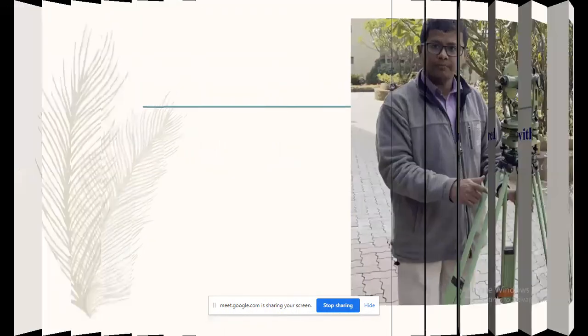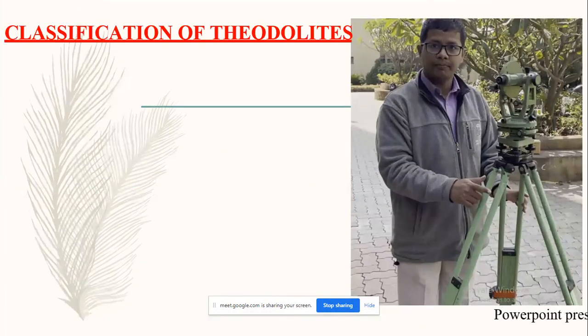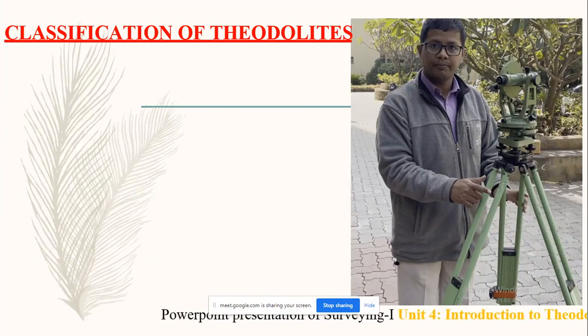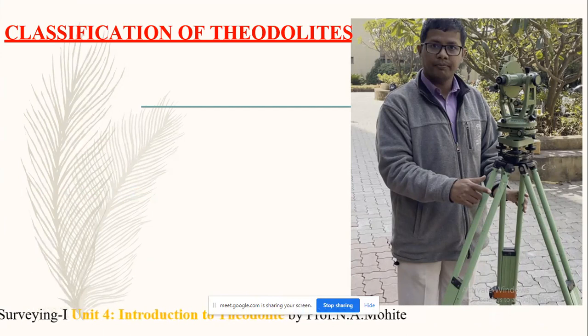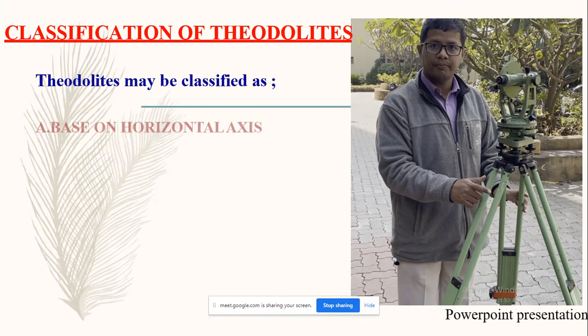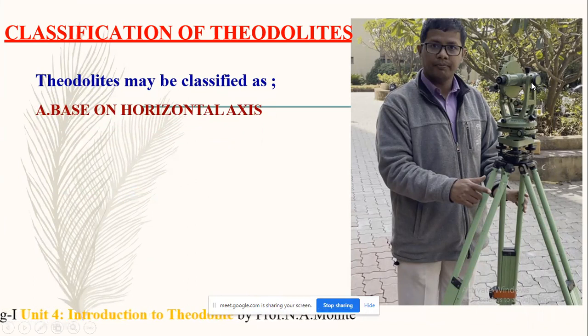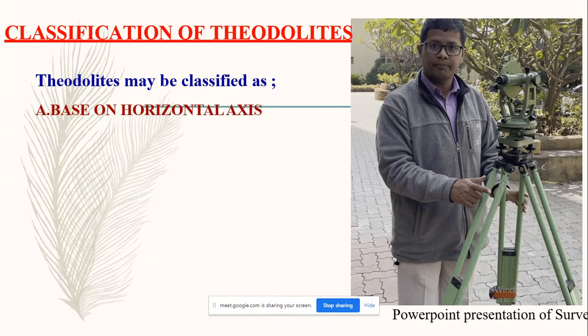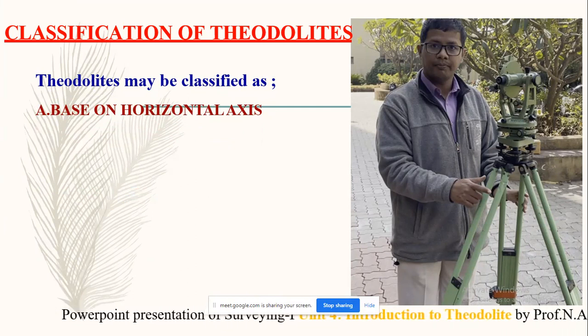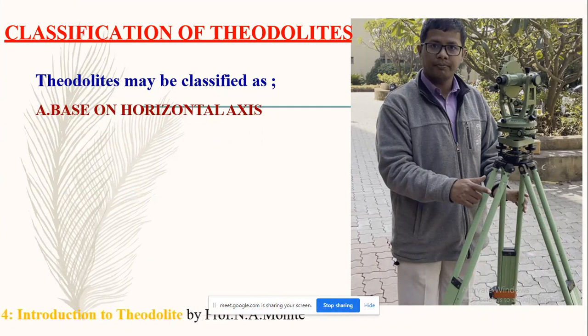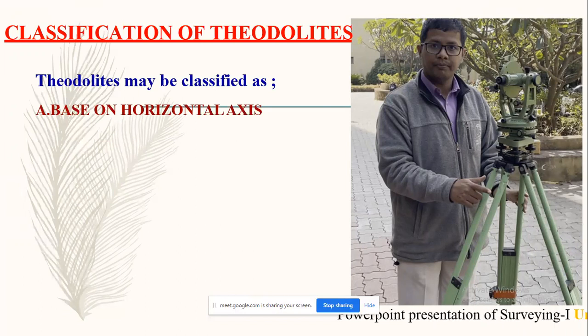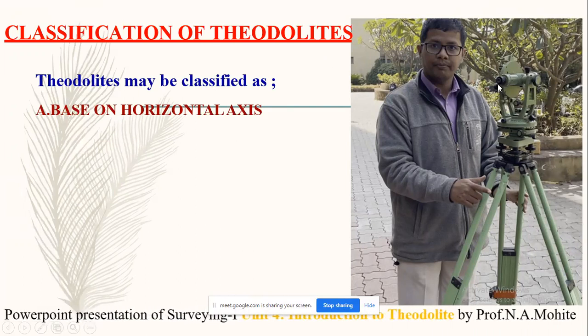Okay, so how is the classification of the theodolite done? That is the question. Basically there are two types of theodolites. They are classified based on the horizontal axis. The horizontal axis, which is also known as the trunnion axis, is just near the focusing screw. It is nothing but the axis of rotation of the telescope in the vertical plane, and correspondingly there is the vertical axis.